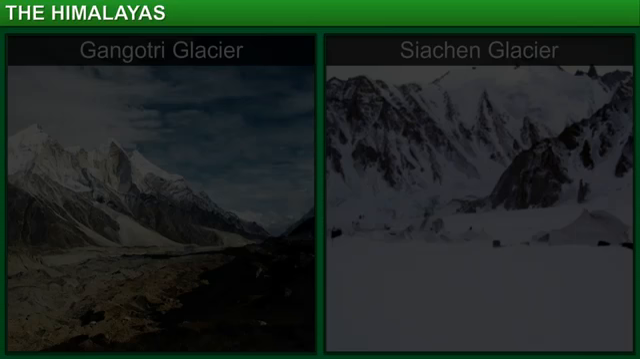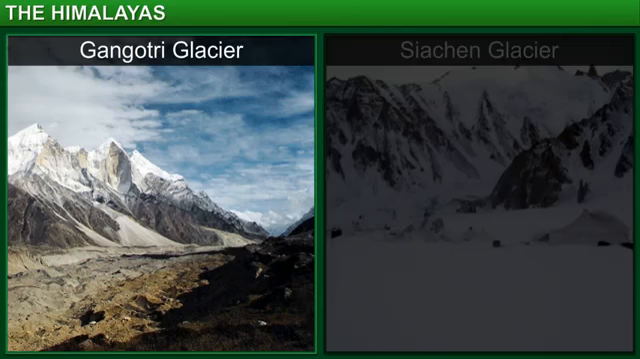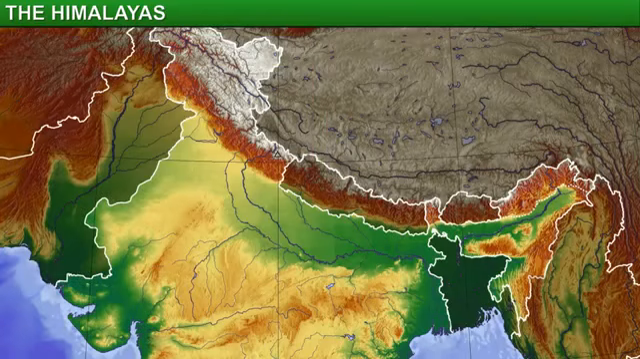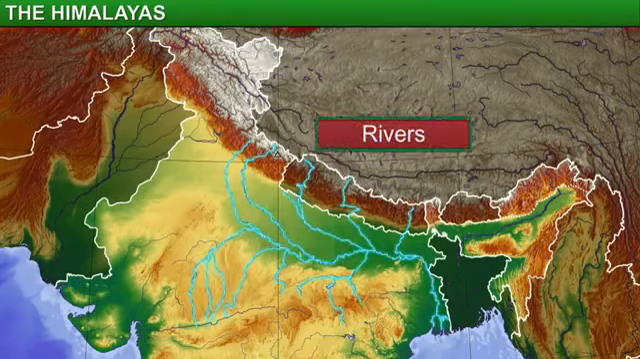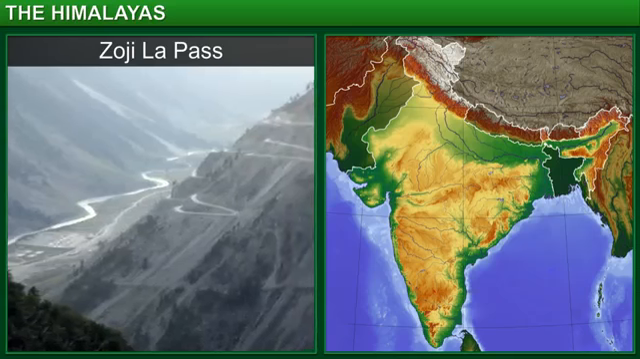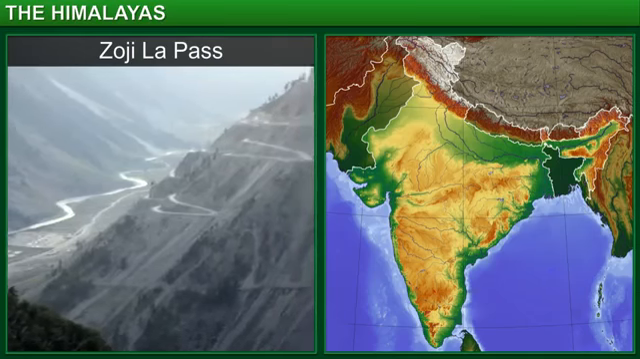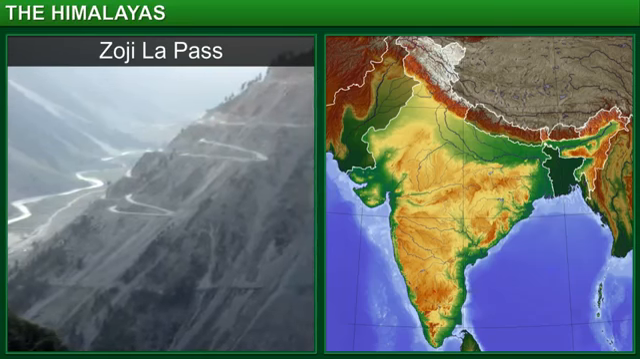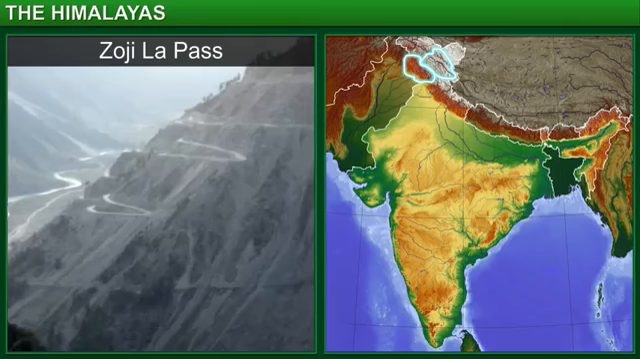However, several glaciers, such as the Gangotri and the Siachen, originate from this range. These glaciers feed rivers that form the source of water for a large part of the population. The Zoji La Pass is also situated in the Great Himalayan range. This pass is the only link between Ladakh and Kashmir.